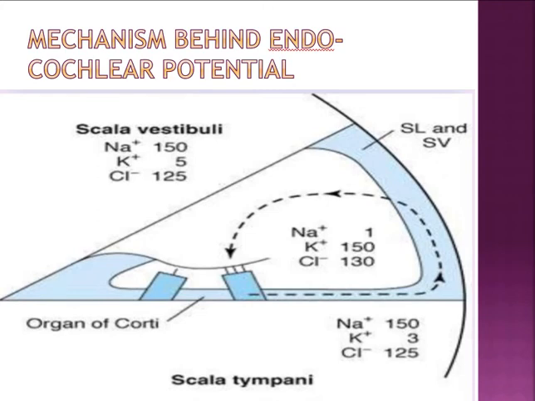So this is how you get 140 millivolts of endocochlear potential, which is the difference between the inside and the outside of the hair cell. See what a great difference there is between the inside and the outside of the hair cell.